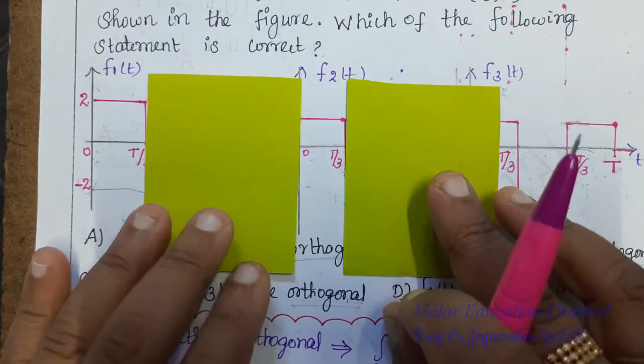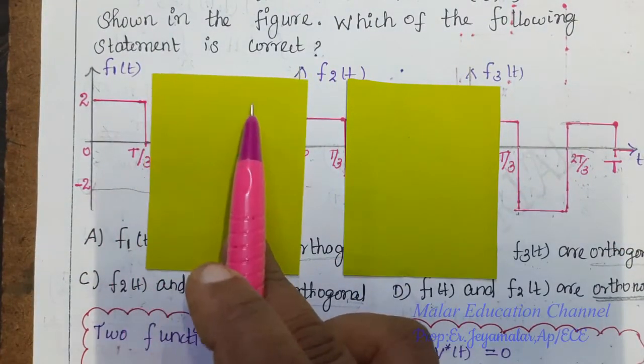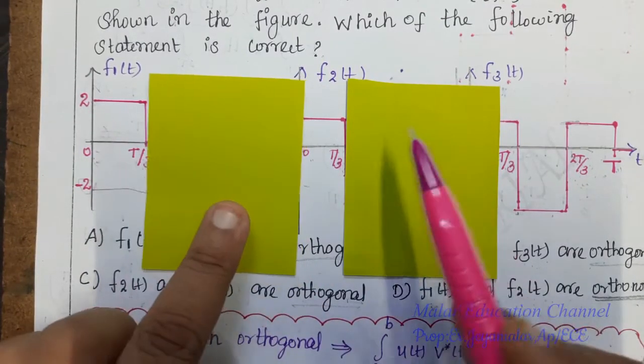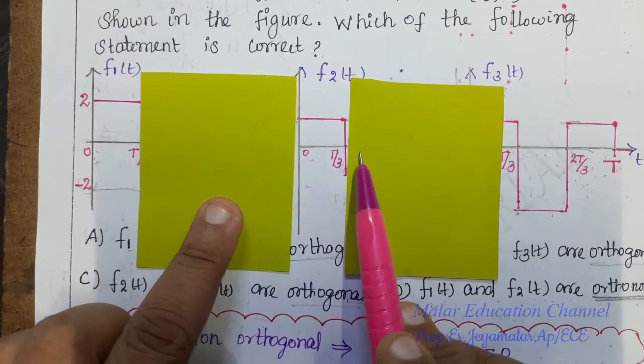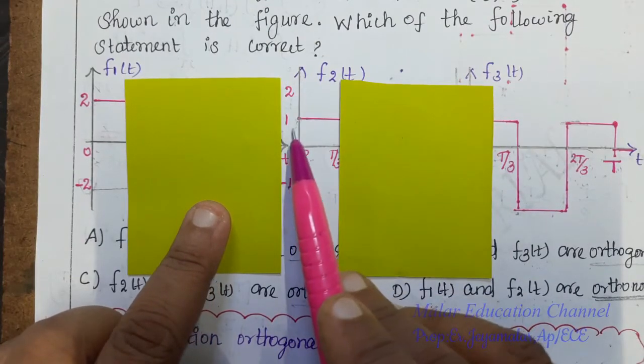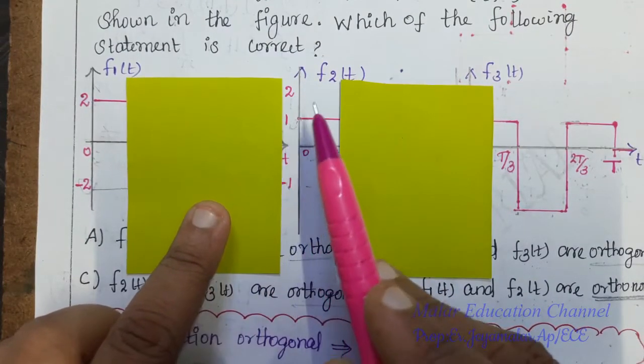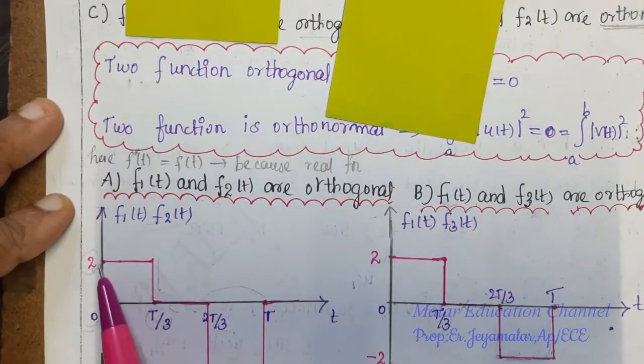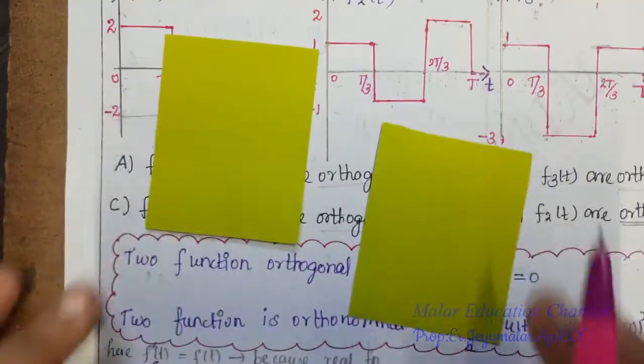See the range from 0 to t by 3, the amplitude is 2, isn't it? Similarly, here, the range from 0 to t by 3, the amplitude is 1. So, 2 into 1 equal to 2. See here, how to draw the diagram. 2 into 1, the amplitude is 2, the range from 0 to t by 3. So, this is completed. Next, move to the second limit.